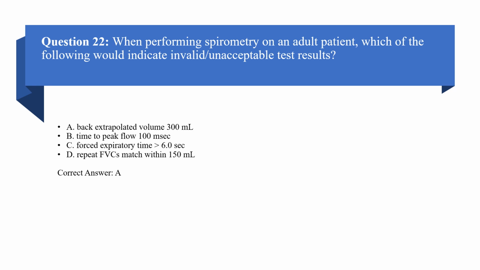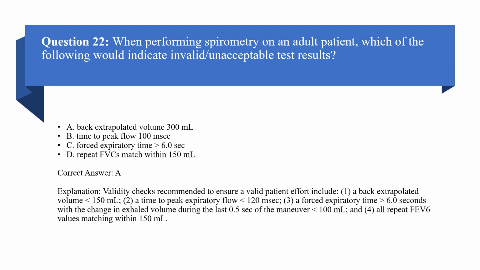However, we want to know more about why. So the explanation goes like this. Validity checks recommended to ensure a valid patient effort include the following. 1, a back extrapolated volume of less than 150. Again, answer A says a back extrapolated volume of 300 mL, so clearly that exceeds the 150 mLs. 2, a time to peak expiratory flow less than 120 milliseconds. So B in this particular case is 100 milliseconds, which is, of course, less than 120 milliseconds.